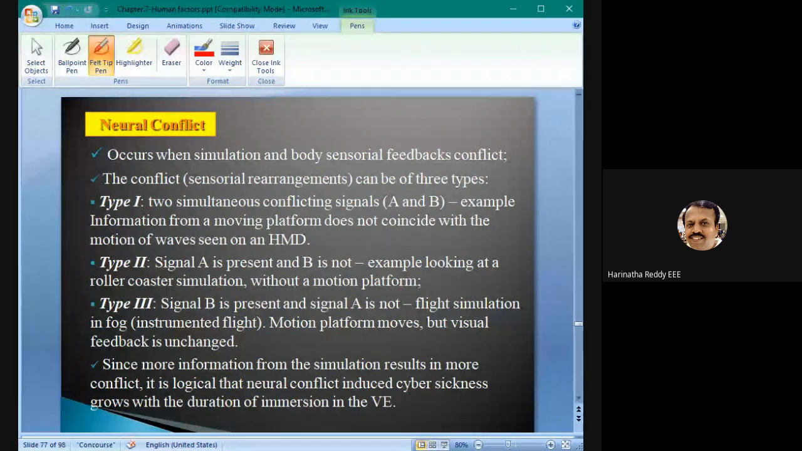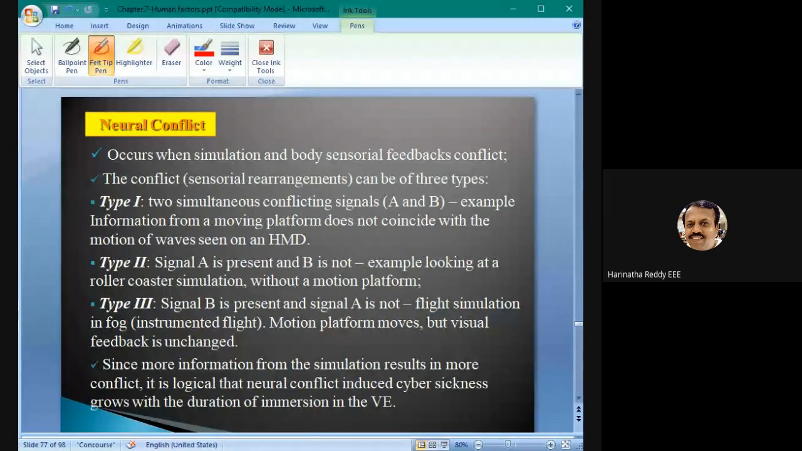Motion platform is involved, that is, the flight is actually moving, but in the visual scene on the screen we are not going to get that virtual movement. Virtual flight movement is not observed. This is what type 3 signal is.